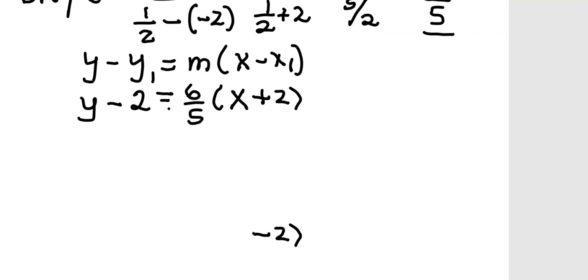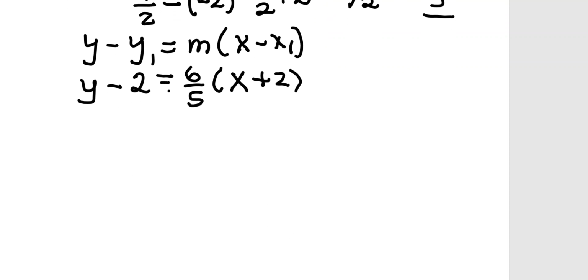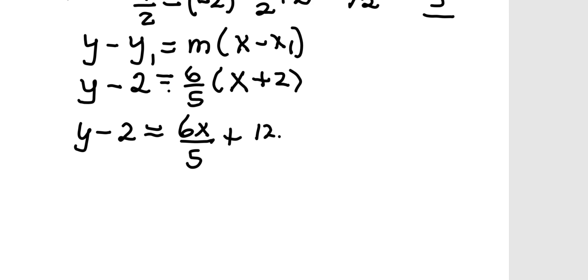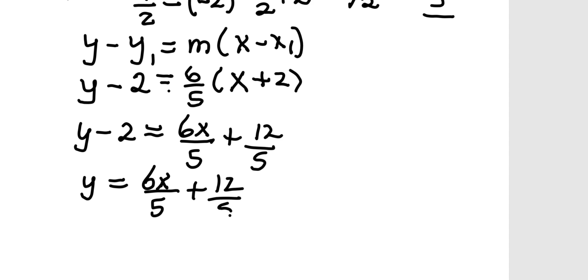But the problem wanted it in slope intercept form. So what I'm going to do is that I'm going to first distribute the 6/5. Don't forget to distribute to the 2 as well. And I'm going to add 2 to both sides. So it's 6x over 5 plus 12/5 plus 2. And finally, combining the 12/5 and the 2, I'm going to get y equals 6x over 5 plus 22/5.